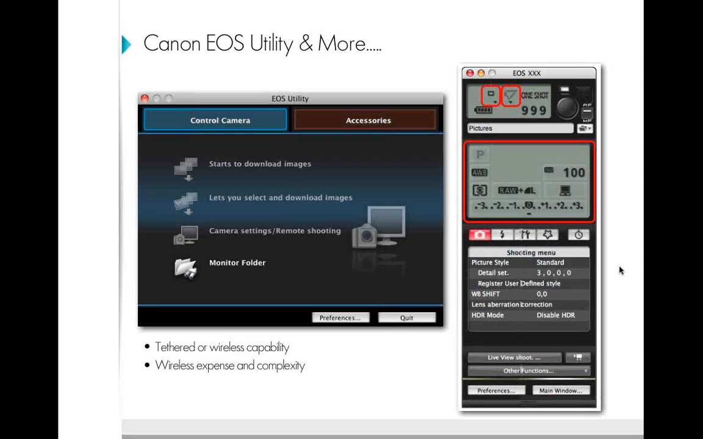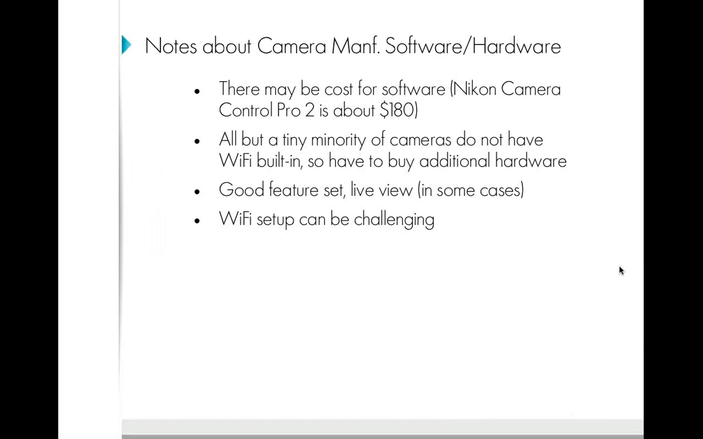Now, I think I said this already, but I'll go over it again. There may be a cost for the software. For example, Nikon's version of this, the Nikon Camera Control Pro 2, is about $180, which I think is a little pricey for that. Very few cameras have Wi-Fi built in, so you have to buy additional hardware, but it's a good feature set. In some cases, you can get live view. But keep in mind that a Wi-Fi setup versus a wired setup can be challenging.